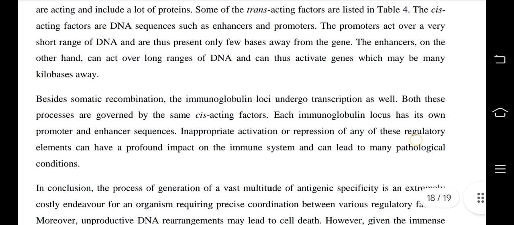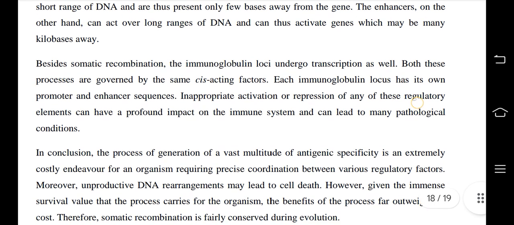Besides somatic recombination, the immunoglobulin loci undergo transcription as well. Both these processes are governed by the same cis-acting factors. Each immunoglobulin locus has its own promoter and enhancer sequences. Inappropriate activation or repression of any of these regulatory elements can have a profound impact on the immune system and can lead to many pathological conditions.